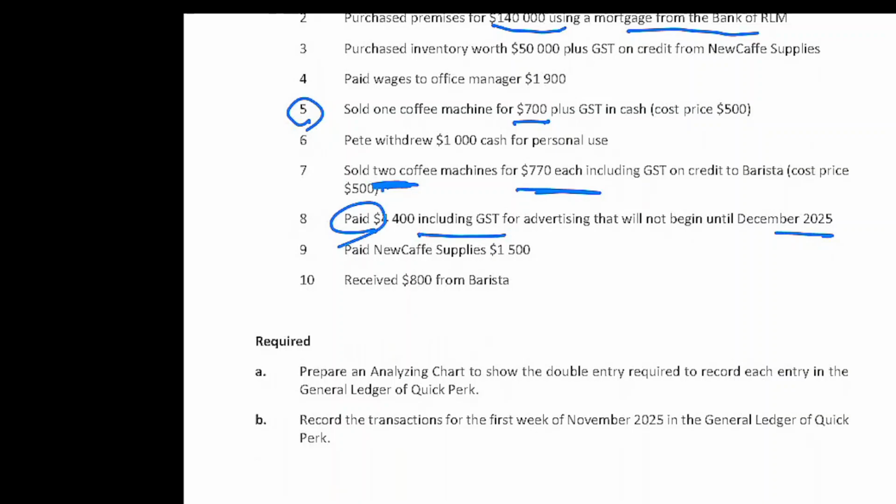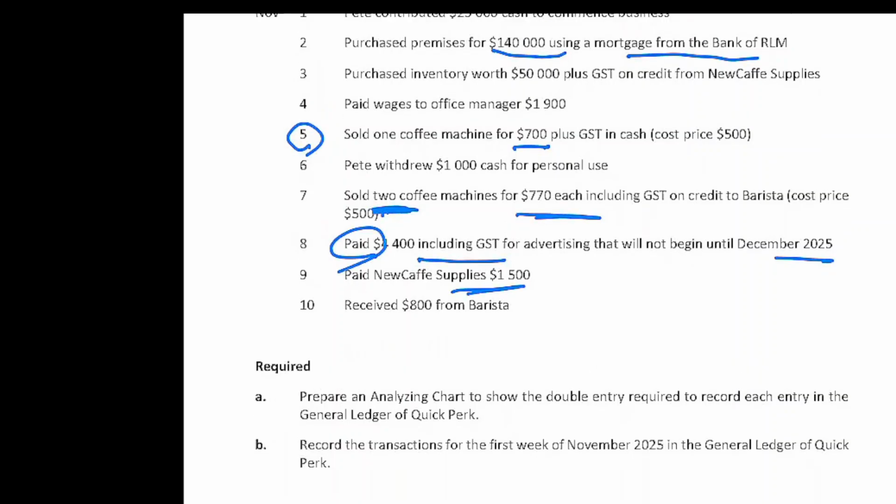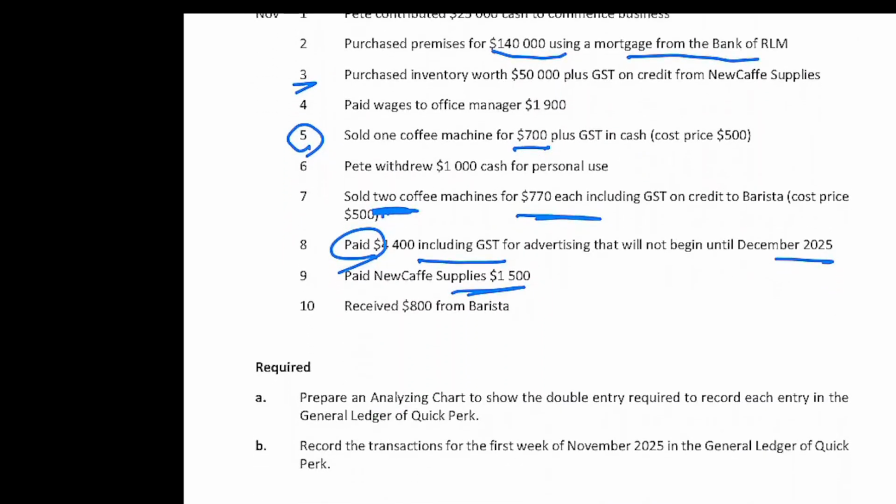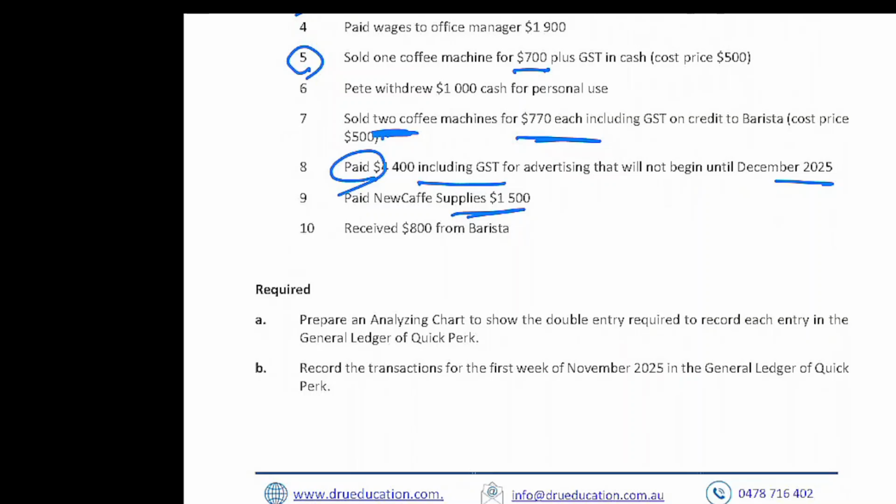Then paid new cafe supplies. The supplies we purchased on the 3rd, right? We paid, so what happens? Bank is decreasing. Debit or credit? Asset decreases, credit. Then where do you debit? Accounts payable. Why? Accounts payable is a liability. What happens when you pay? It decreases. Accounts payable decrease, debit.